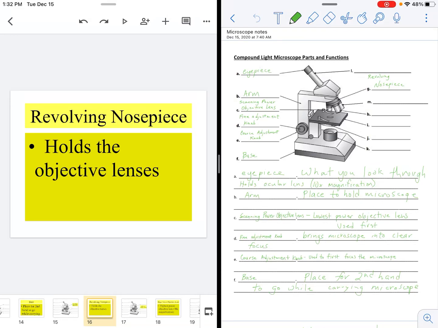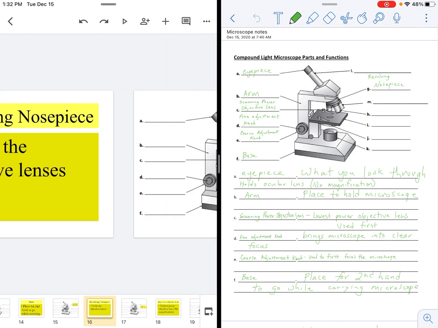Welcome back for part 2, everyone. We're going to finish up the microscope notes, and then we'll have a little bit more background on what the different parts of a microscope are. So in the first video, we stopped after letter G, which was the revolving nose piece.